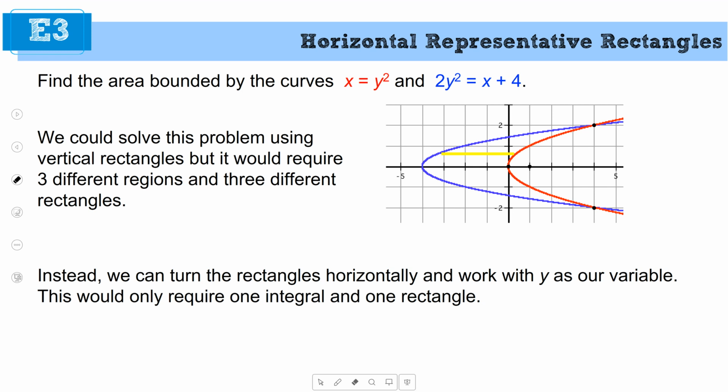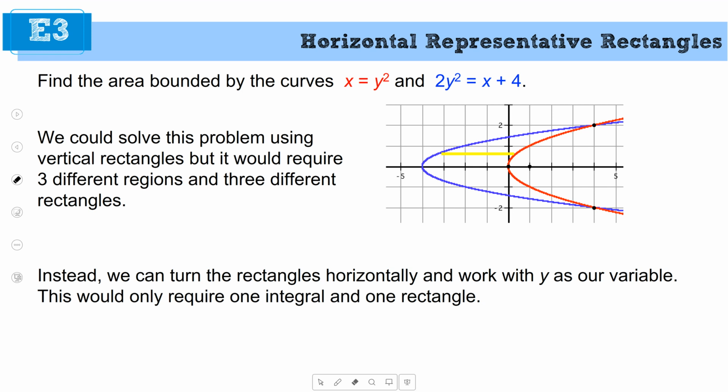From -2 to 2. Say again? -2 to 2. Perfect. The lowest horizontal rectangle would happen at -2, and the highest horizontal rectangle would happen at +2. Those become our limits of integration.